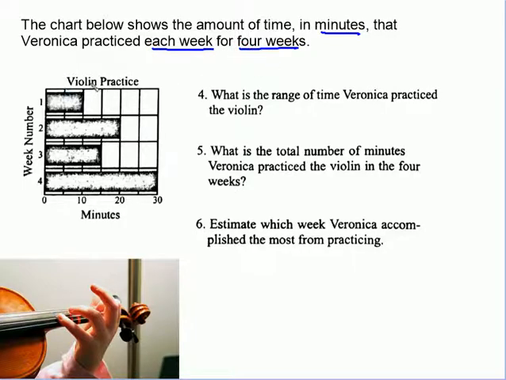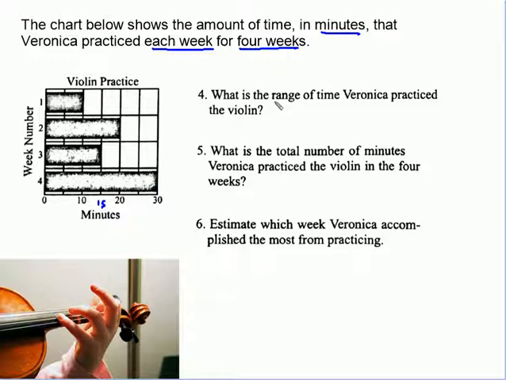Over here, we have the title of our chart. On the left-hand side, we have the week numbers. So week 1, week 2, week 3, and week 4. Looks like in week 1, she practiced for 10 minutes. Week 2 maybe for 20. Week 3 it looks like about 15 here, so we'll put a 15 there. Week 4 at about 30.